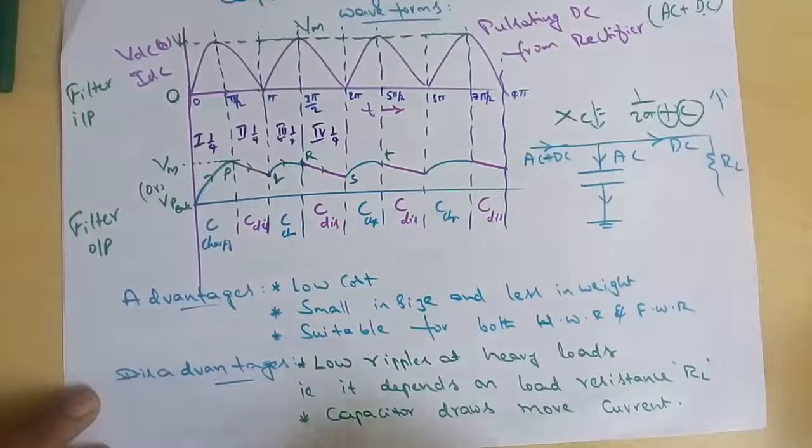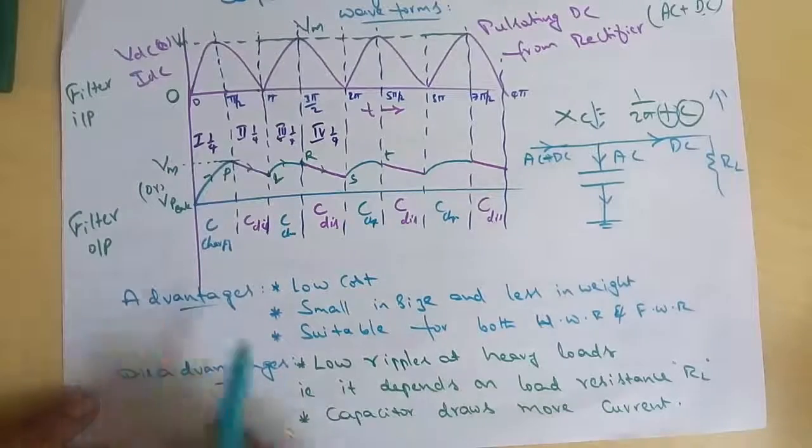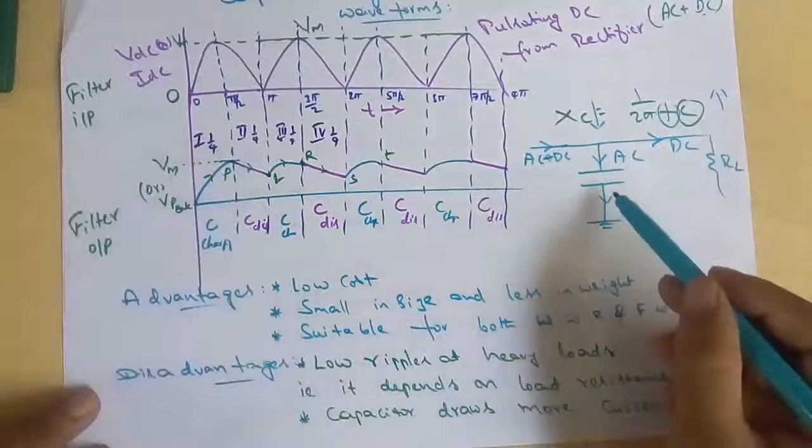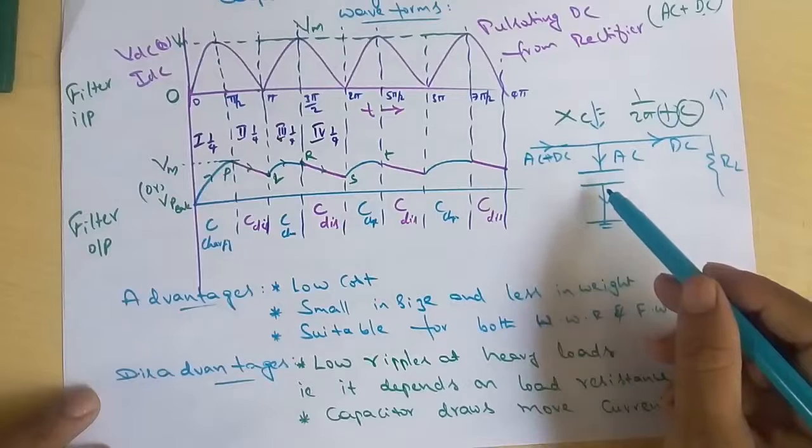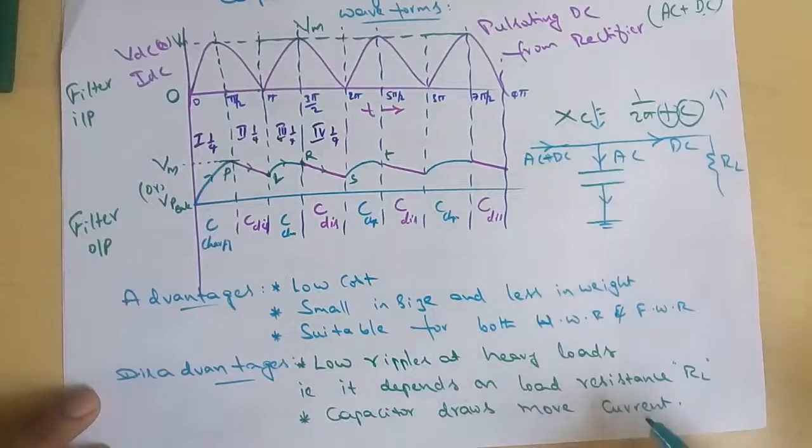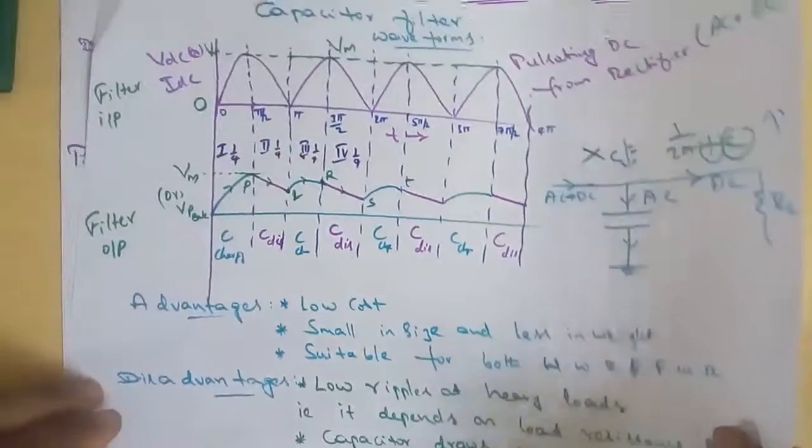The next disadvantage is that the capacitor draws more current. The capacitor draws more current means that in the circuit, the capacitor is drawing more current. That is the disadvantage with this one. So this is about the capacitor filter.